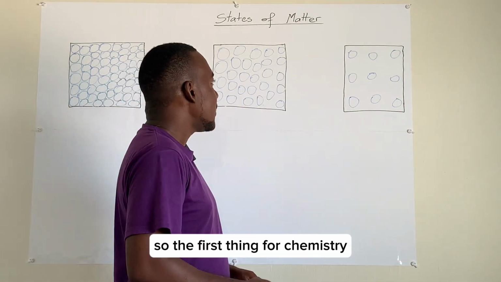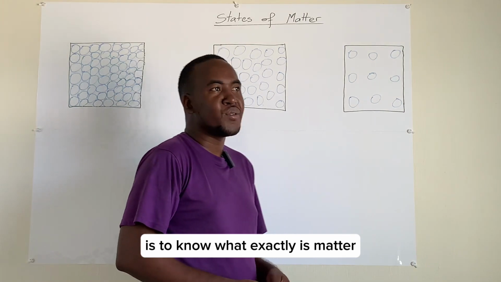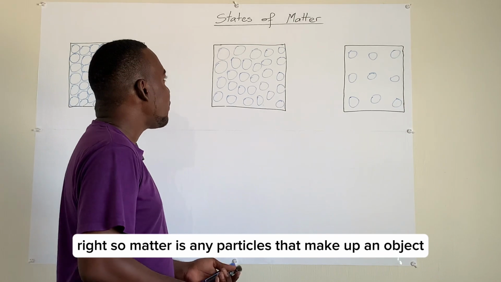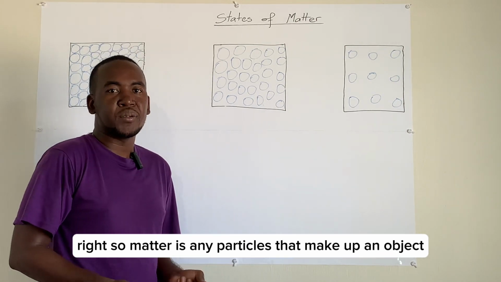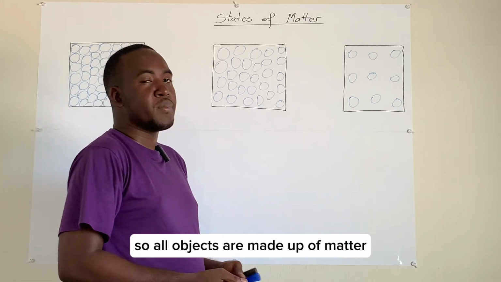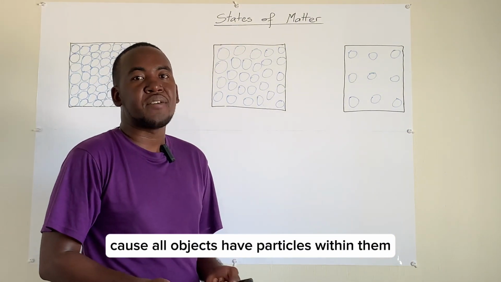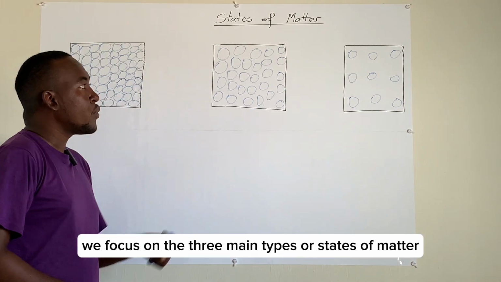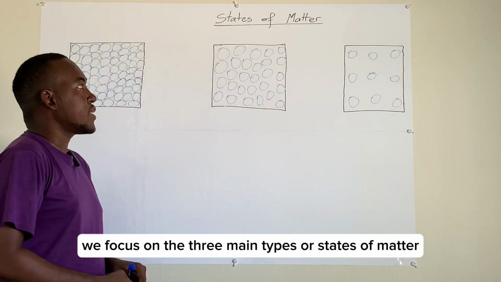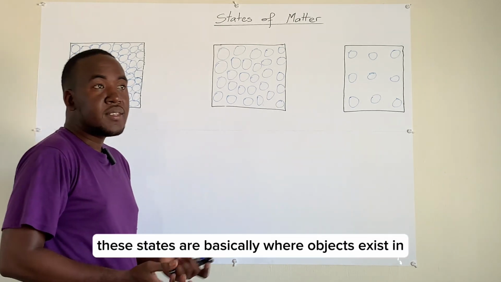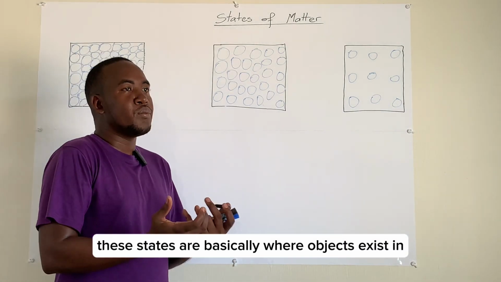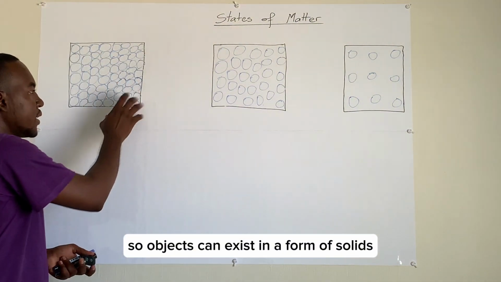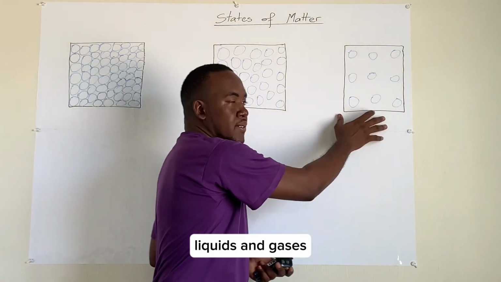So the first thing for chemistry is to know what exactly is matter, right? Matter is any particles that make up an object. All objects are made up of matter because all objects have particles within them, right? Based on the syllabus, we focus on the three main types or states of matter. These states are basically where objects exist. Objects can exist in the form of solids, liquids, and gases, right?